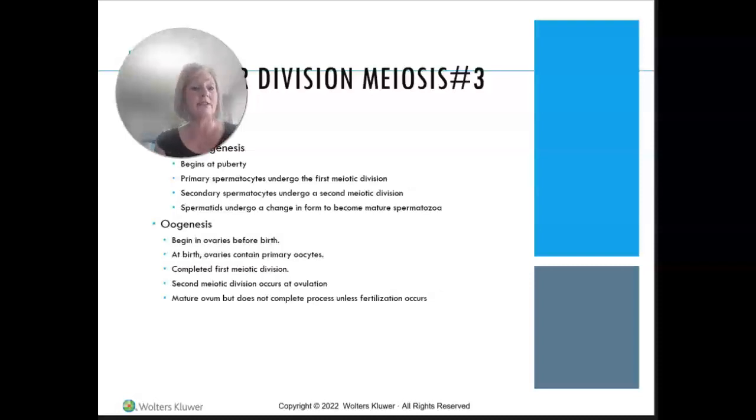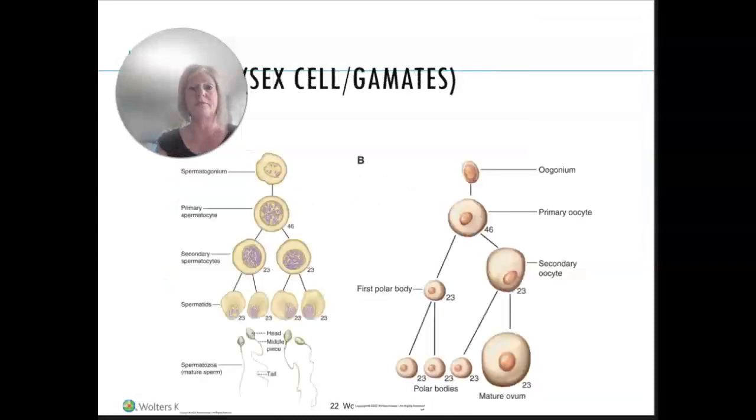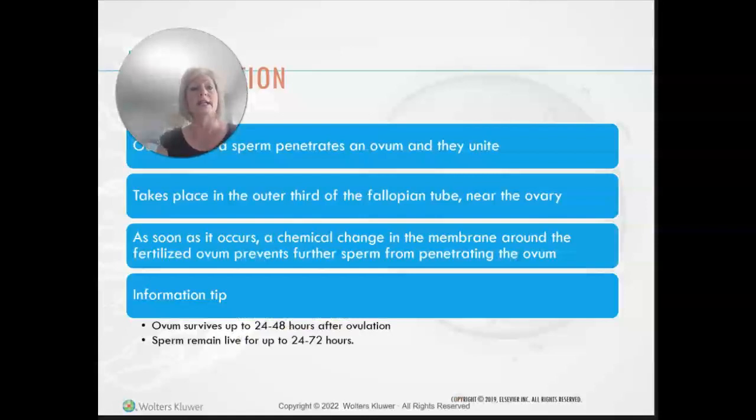That second meiotic division does occur at ovulation. So at ovulation, you get that second meiotic division, and now that ovum has completed its cycle and it's ready for penetration from that mature sperm. So you can look at those on your own. But fertilization occurs when the sperm and the ova come together.